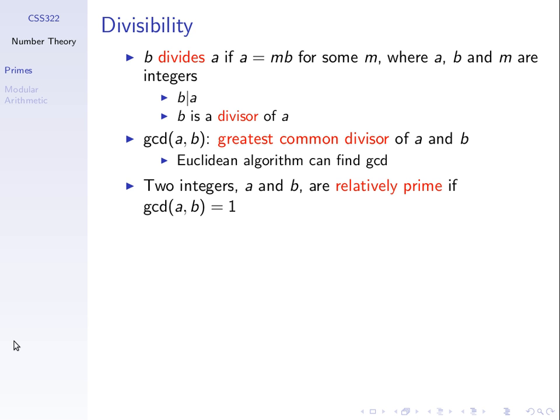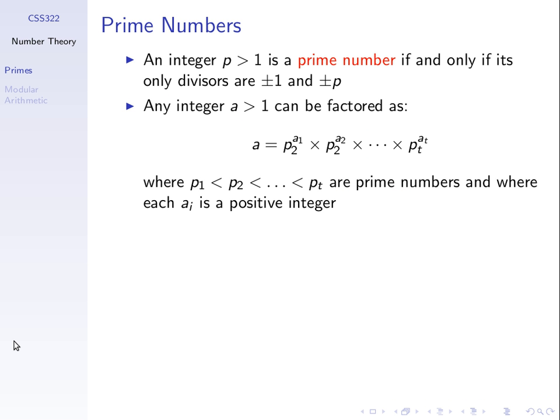We just mentioned the concept of divisibility. A number divides another, and the greatest common divisor, that's basic. Then we introduced something you maybe don't know about: relatively prime. Two integers are relatively prime if their greatest common divisor is 1. Prime numbers, you know about prime numbers, and maybe you don't know that any integer can be factored into primes.